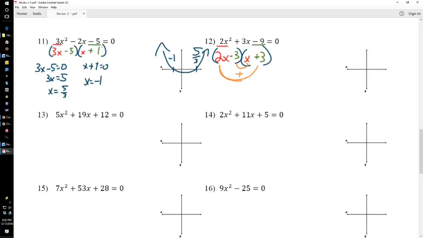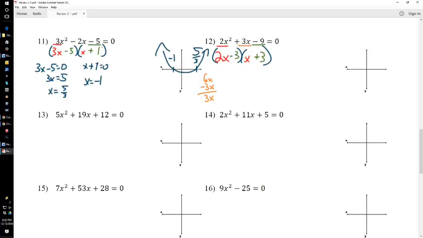So 2 times 3 is 6x. -3 times 1 is -3x. And those add up to 6 minus 3, which is 3x. Is that my middle term? Yes. So those two factors are correct. Go ahead and erase this real quick.